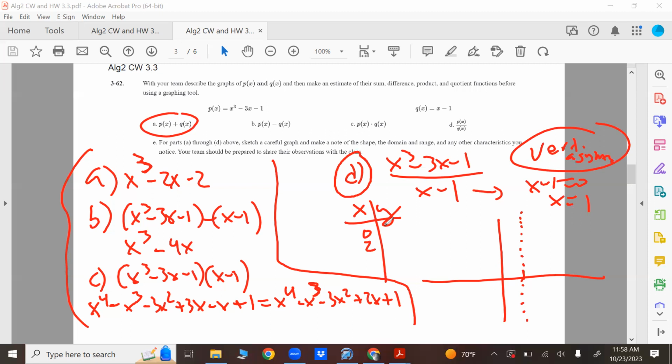Negative 1 at the top. And how about down below? Negative 1. What's that together? Negative 1 over negative 1? Just 1. Good. Excellent. So you have that.